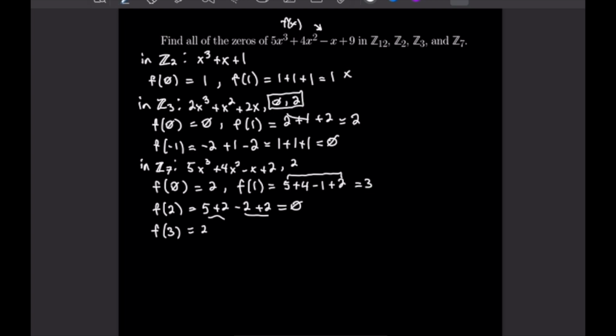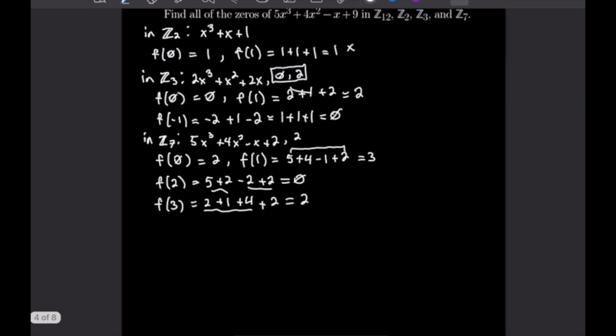196. And for our second term, we will have 4 times 3 squared. 3 squared is 9, so we'll have 4 times 9, which is 36, so we'll have a plus 1 here. Then we'll have minus 3, but minus 3 is just equal to 4. And so these first three terms will cancel out. Then we'll be left with our plus 2 here at the end. So this whole thing will be equal to 2. So this is not a 0.